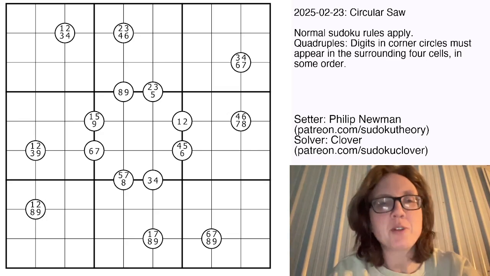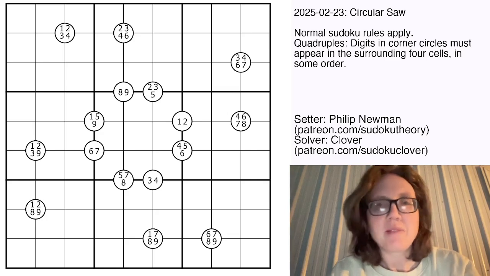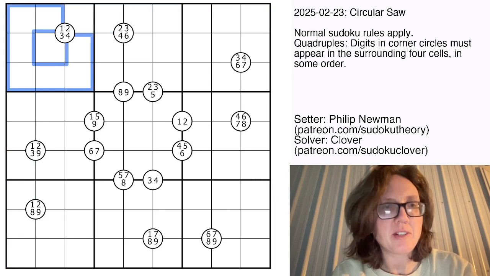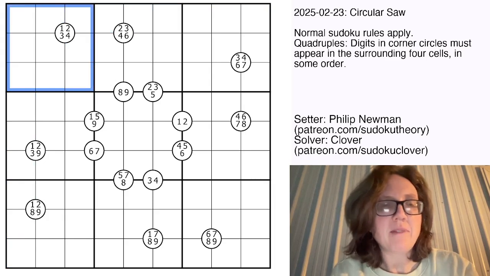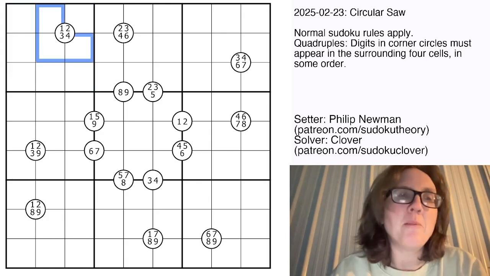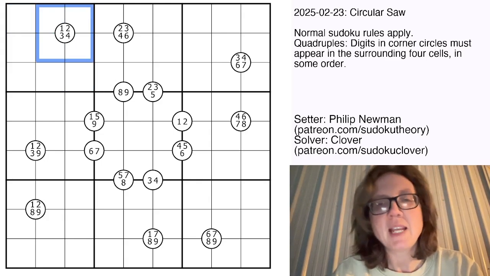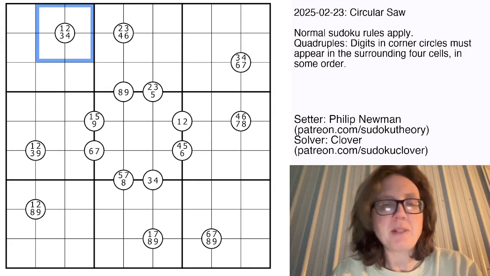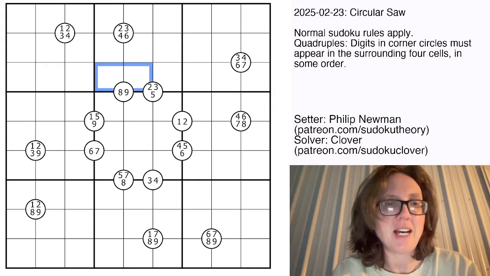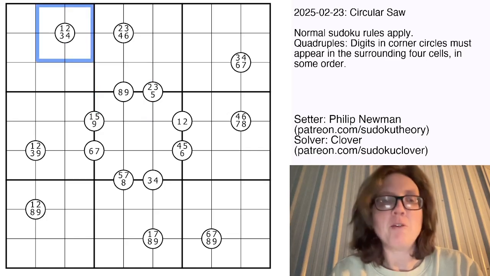This is a quadruple Sudoku. So we have standard Sudoku rules, so we're placing the digits 1 through 9 once each in each row, each column, and each outlined 3x3 region. And in addition to that, we have some quadruple clues in the grid. So that means that these white circles that have digits written in them tell you that those digits have to appear somewhere in the 4 cells immediately surrounding that circle. So for example, we have to have at least one 8 and at least one 9 in these 4 cells. We have to have a 1, a 2, a 3, and a 4 in these 4 cells, and so on.